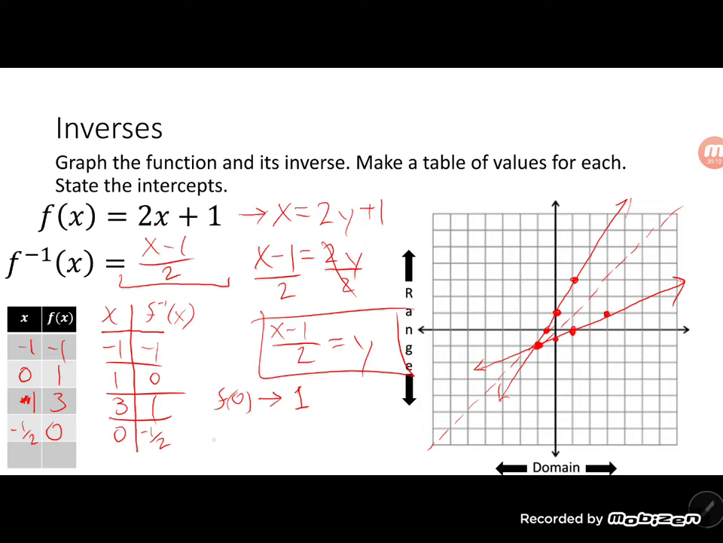Now, to prove that it's an inverse, or give a good example of why it would be an inverse, we're now going to plug positive 1 into our inverse equation. And if this is a real inverse equation, it's going to spit back out 0. Notice, it's going to undo that and bring us back to 0. So we're going to plug in 1 to this. We see 1 minus 1 is 0. 0 divided by 2 is indeed 0. And so these are inverses.